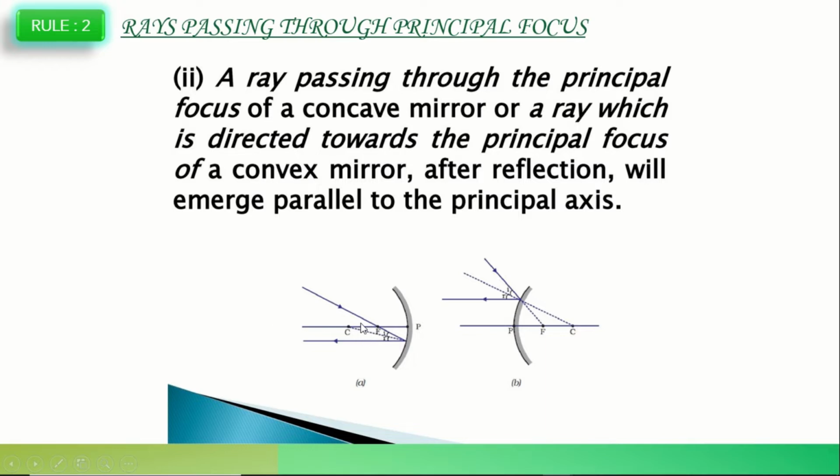Here the incident ray is this one. The incident ray is moving through the principal focus, whereas after reflection it is moving parallel to the principal axis. So this center line is the principal axis. The reflected ray is parallel to the principal axis in the case of the concave mirror, whereas in the convex mirror, this is the incident ray. This incident ray is just directed towards the principal focus, this imaginary line. So after reflection, what happens? This is the reflected ray. This reflected ray is parallel to the principal axis. So this is the reverse form of the first rule.